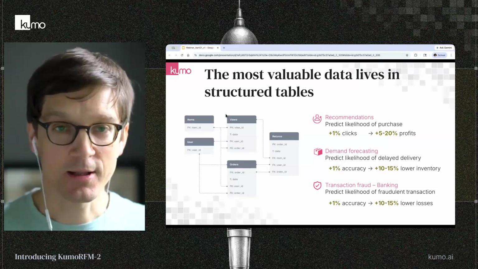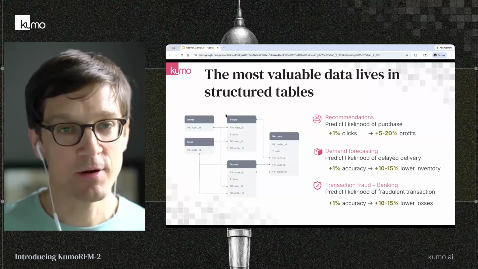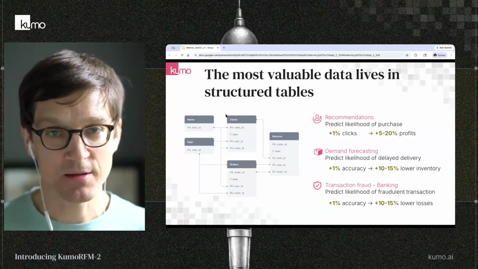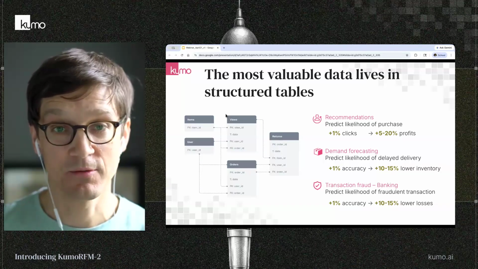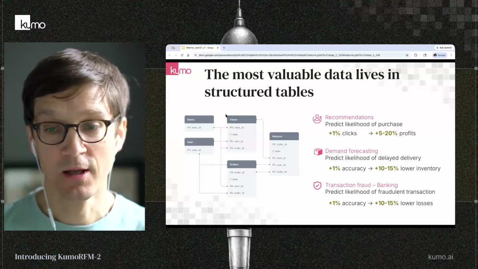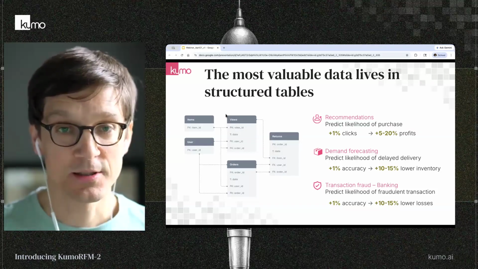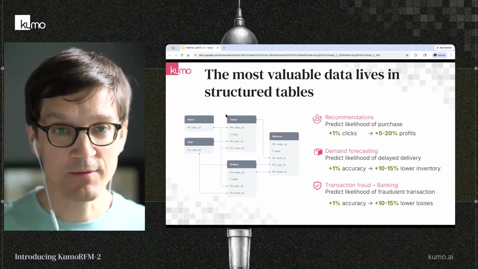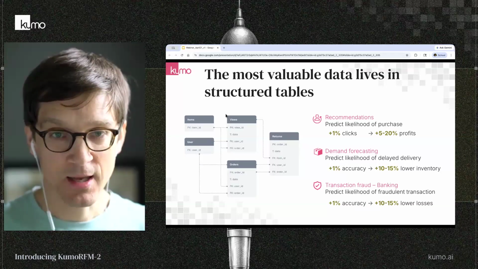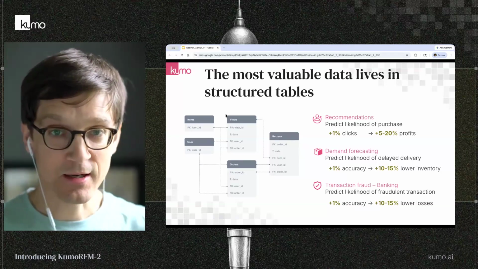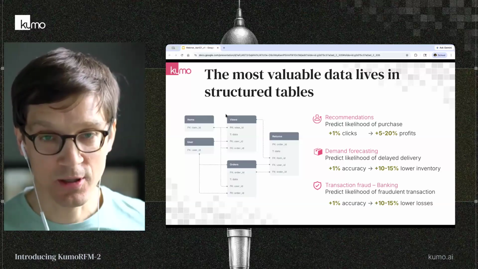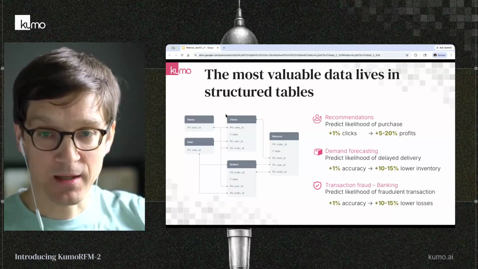And similarly, there is always fraud everywhere. If we can estimate the likelihood of a transaction being fraudulent, or an account being fraudulent, this means we can significantly lower the losses. So even small increases in the accuracy of these models that are reasoning over this type of structured tabular data are historically very important.